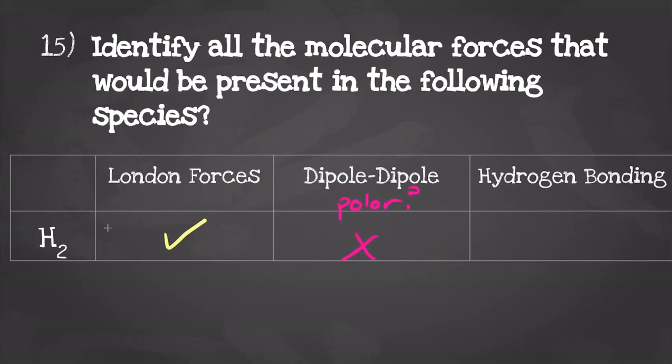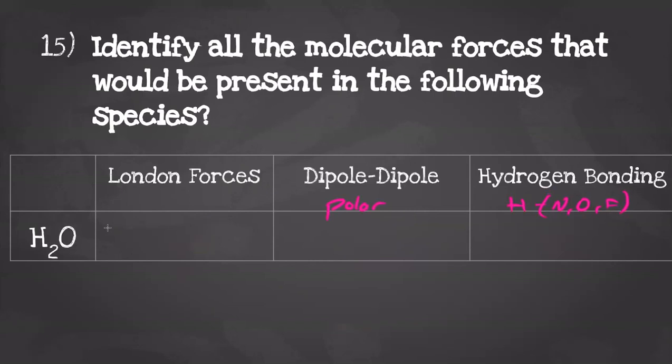And lastly, for hydrogen bonding, is my hydrogen going to be bonded to nitrogen, oxygen, or fluorine? Since it's a diatomic, it's not going to be bonded to any of those, so it's not going to have hydrogen bonding. Next up, we have hydrochloric acid. Can we induce a dipole on hydrochloric acid? Yes. Is hydrochloric acid polar? Yes. The chlorine has a higher electronegativity. And is there a bond present between hydrogen and nitrogen, oxygen, or fluorine? No. So no hydrogen bonding.